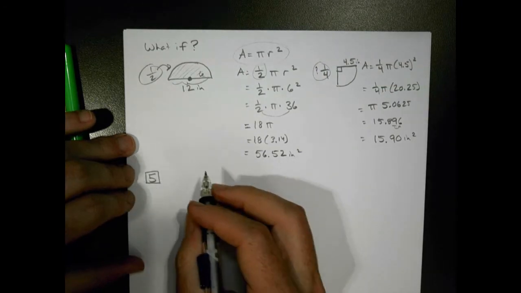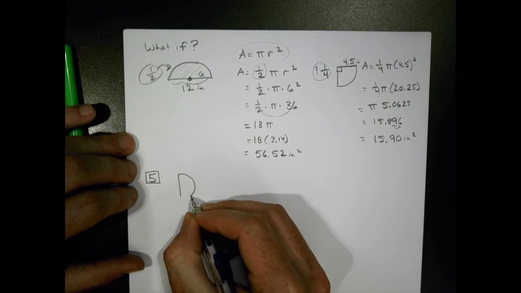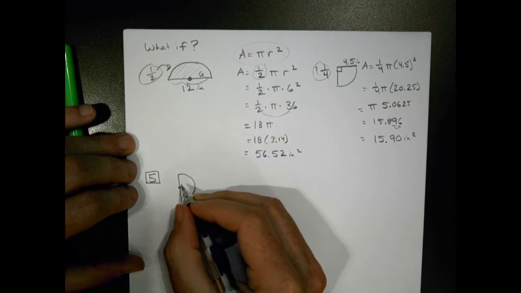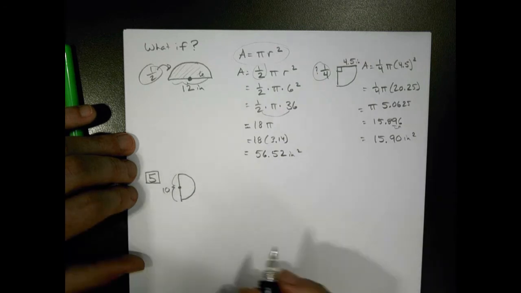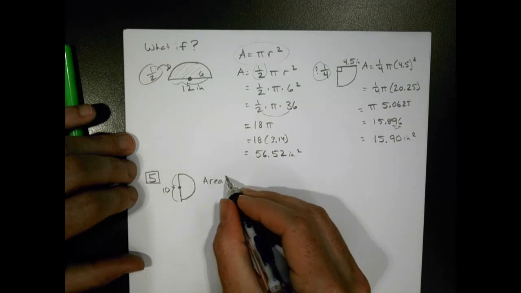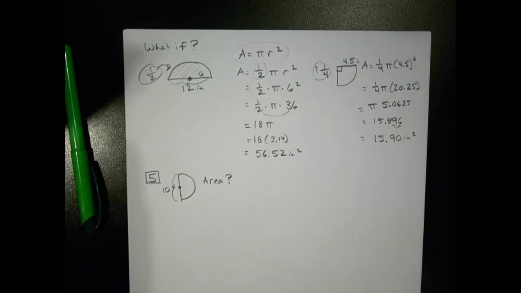Here's number 5 for you. Why don't you find out what is the area of this half circle if it has a diameter of 10. So what is the area of that half a circle if it has a diameter of 10? Pause there, work that out, and then come back and check your answer.